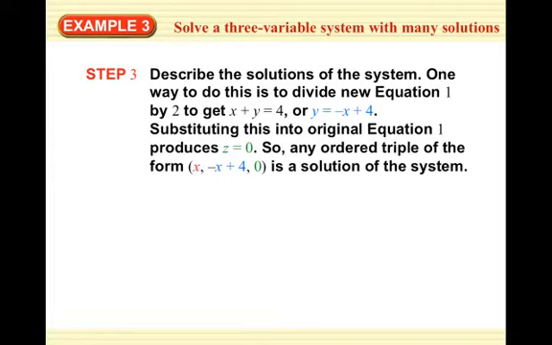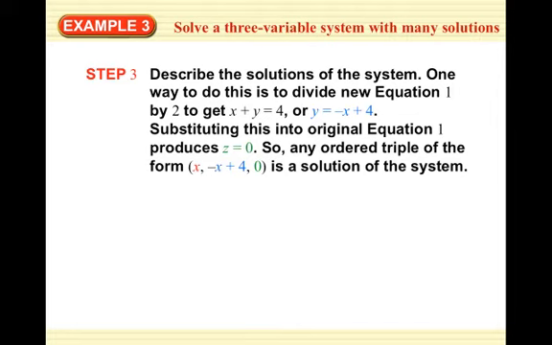So if I substituted in 1 for x, then 1 for x, -1 plus 4, so 3 for y, and 0 is a solution of the system. If I plugged in 10 for x, 10, -10 plus 4 is -6, and then 0, so (10, -6, 0) is also a solution of the system. Any triple of that form is a solution to the system.